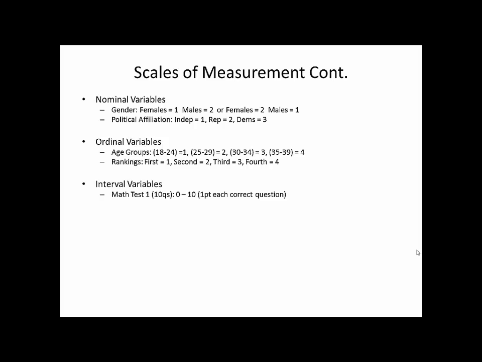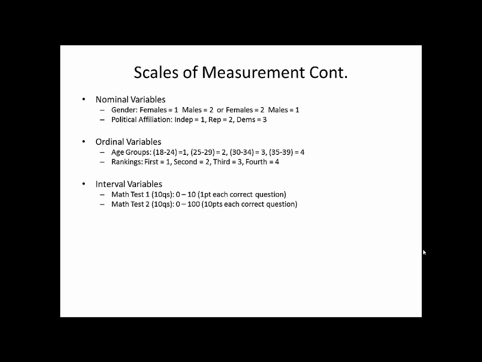Okay? Additionally, one correct question gets 1 point. So if you get 2 points, that means you got 2 correct answers. So the distance between 1 and 2 is the same as the distance between 3 and 4. Okay? Meaning that one question correct gives you a 1. 2 questions correct gives you a 2. 3 questions correct gives you a 3.